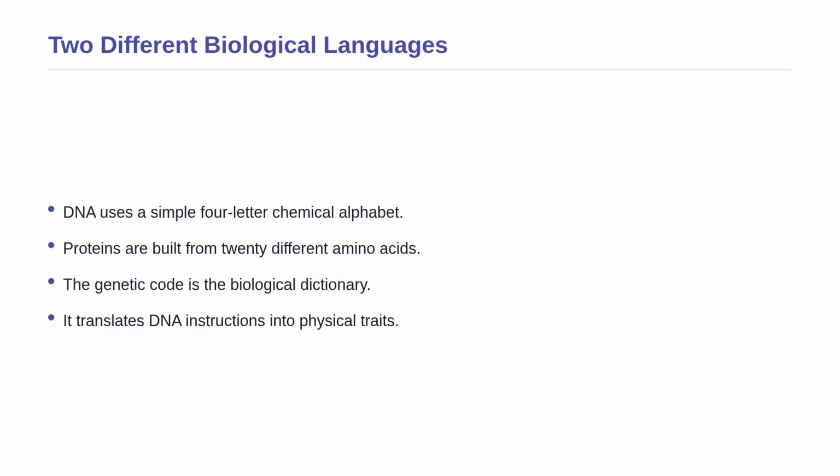The genetic code is simply the biological rulebook, or dictionary, that your cells use to translate the 4-letter language of DNA into the 20-letter language of proteins. It bridges the gap between your genes and your physical traits.